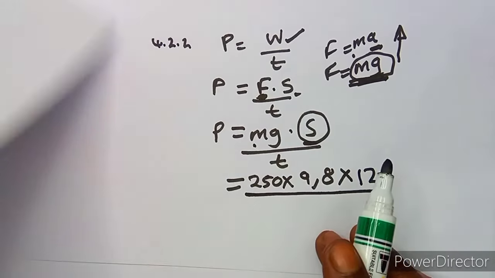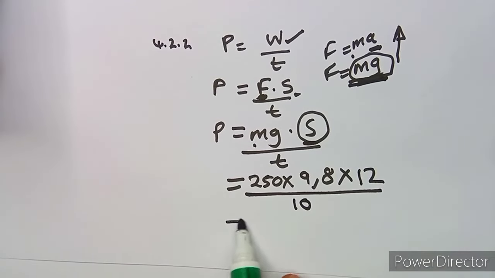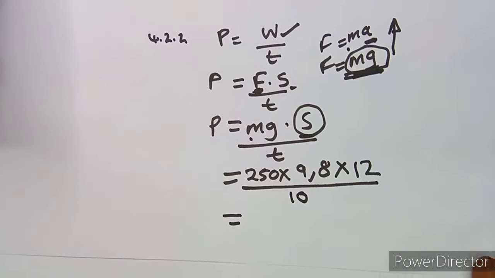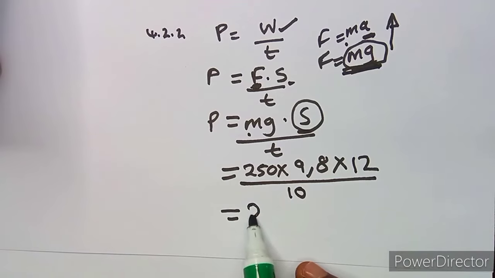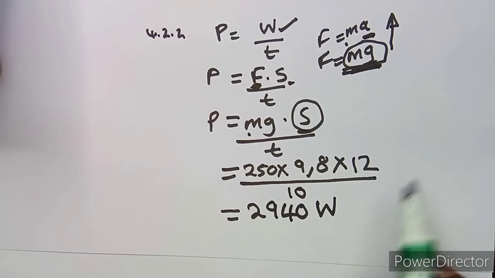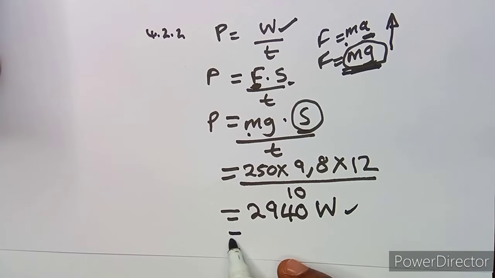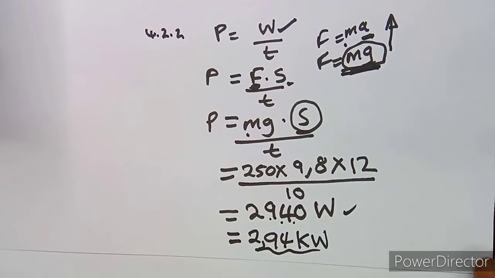Divide by the time. To lift this crane, it took 10 seconds, so you're going to divide by 10. By doing so, you're finding the value of the power. Using your calculator properly, you're going to obtain something like 2940 watts. Remember, power is measured in watts, so you can leave your answer like this, or you can convert to kilowatts, which is 2,94 kilowatts.